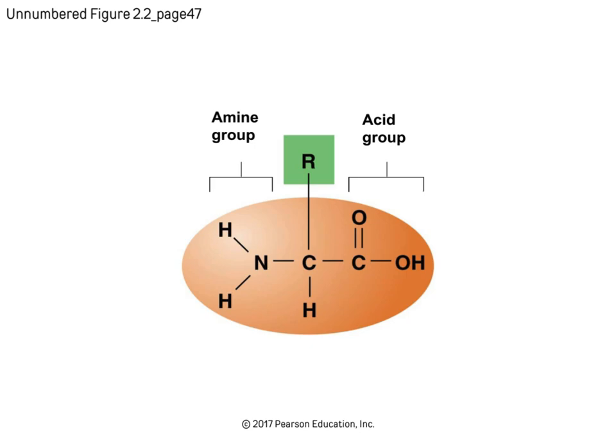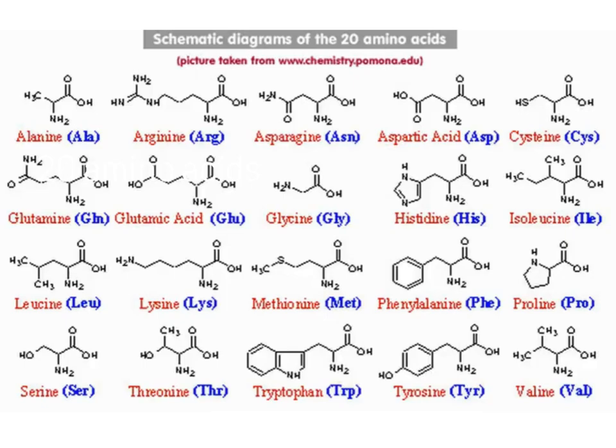Here's what an amino acid looks like. You can see the amine group on the left, the carboxylic acid group on the right, and a central carbon attached to both a hydrogen and an R group. The R group is the variable group, and depending on which amino acid you're talking about, it looks different. Here's a quick schematic showing you the diagrams of the 20 amino acids that we find in the human body. Now, some do have to be consumed, so they have to be found in what we eat. They're not made in the human body.